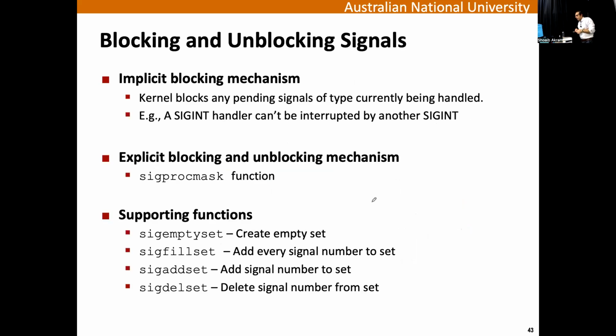So, blocking and unblocking signals. Implicit blocking: whenever the user code is running a signal handler, the kernel by default blocks all signals of the same type for which the signal handler is running. We can explicitly block signals using the sigprocmask function. And there's a bunch of utility functions that help set up the mask.